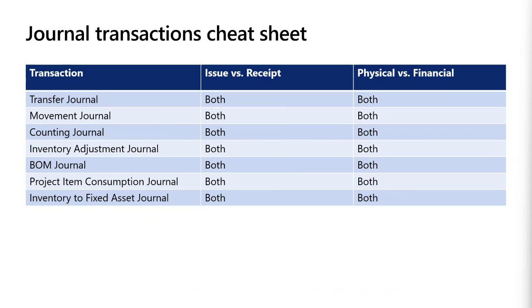As another example, an inventory adjustment journal could either be a receipt to add inventory, an issue to count out inventory, or both if we have multiple lines. This slide and the previous do not encompass the full set of transactions that can occur in D365 supply chain management, but they serve as examples of commonly used transactions and how the updates are classified in the system.